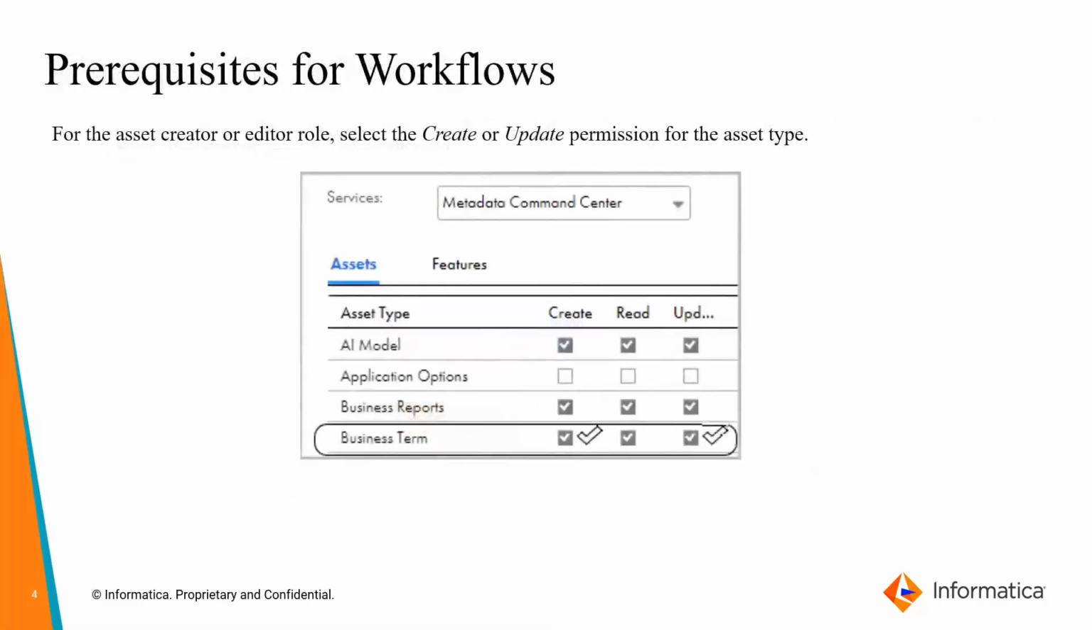Now let's look at prerequisites for workflows. For each type of workflow, we need to create the appropriate roles in IICS administrator. For each role, configure the following properties. For the asset creator or editor role, select the create or update permission for the asset type under metadata command center service. In this case, we have provided create and update permissions to the user role for the business term asset.